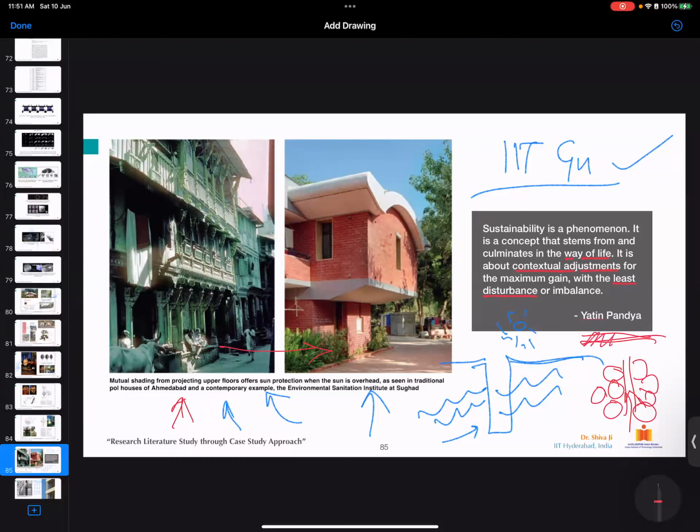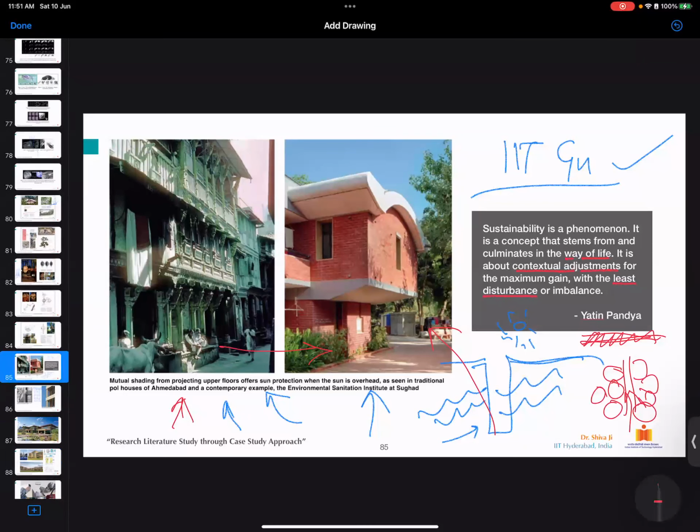You see this statement by architect Yatin Pandya over here. And translated into unique designs in other places also, like Ahmedabad, which is also a very hot and dry place. So how it was uniquely adopted over here. So again, implementation of the case study approach. What he says: sustainability is a phenomenon. It is a concept that stems from and culminates in the way of life. It is about contextual adjustments for the maximum gain with the least disturbance or imbalance.